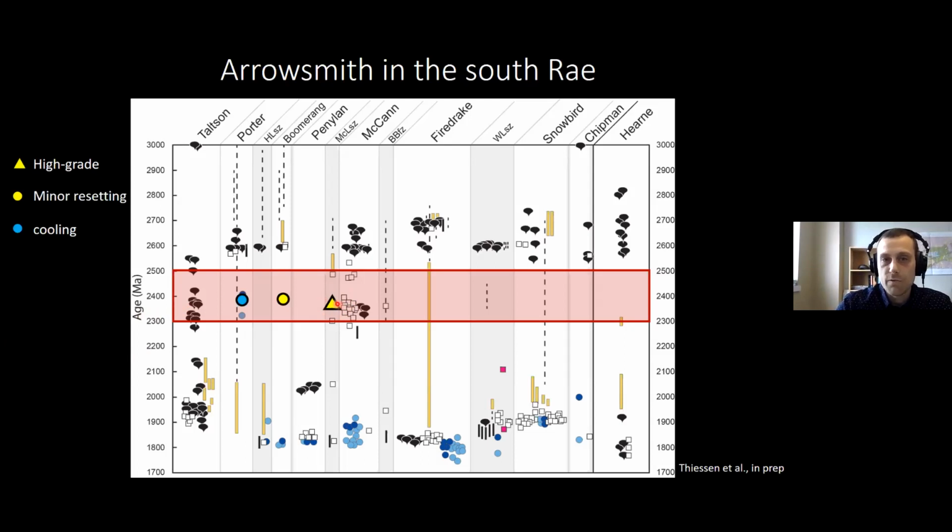As we move west into Boomerang domain, this was another Archaean migmatite. This one is the one that preserves no real metamorphic resetting of its mineral assemblage, but a little bit of isotopic resetting of the monazite population at around 2.3.